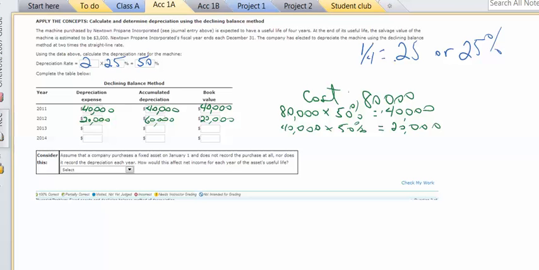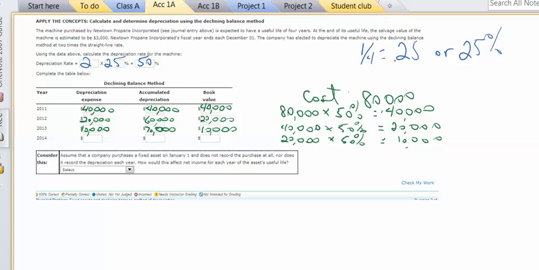In year number 2013, I'll have a $20,000 book value times 50% equals $10,000. So my depreciation, $10,000. My accumulated depreciation is now $70,000. As you can see, I'm just adding these together in the depreciation expense each year, and I'm accumulating it. My book value is going to be $10,000.